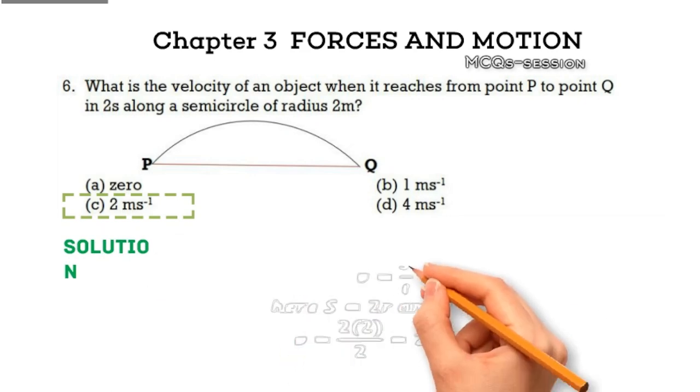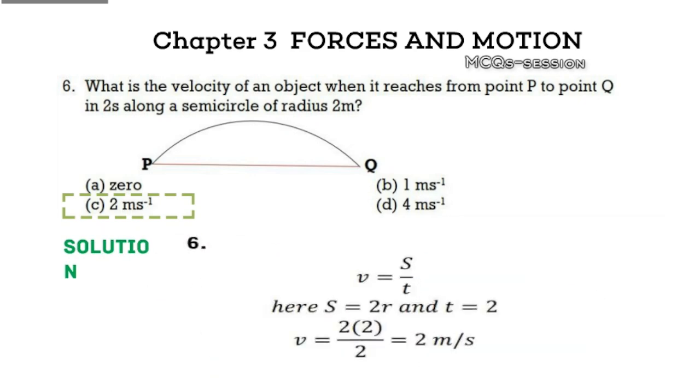Explanation: displacement is the shortest distance from the initial position, point P, to the final position, point Q. For a circular path, if the body moves from one point on the circle to the opposite point, the displacement will be the diameter of the circle. The radius of the circle is 2 meters, so the diameter is 4 meters. Dividing this by 2 seconds gives an average velocity of 2 meter per second.